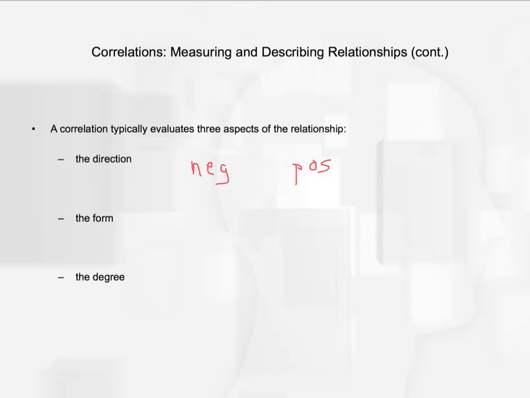The form of the relationship, whether the form is a straight line or a curved line, and the degree of the relationship. And we're talking here about the strength. Relationships can be strong, they can be moderate, they can be weak, and the correlation coefficient that you calculate will indicate the degree of that relationship.